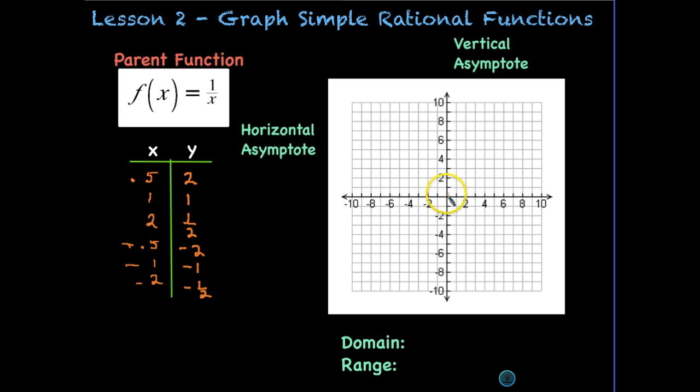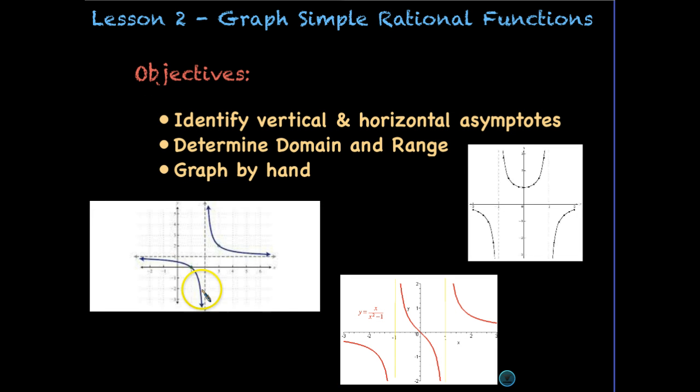Now let's graph these numbers. So here's 0.5 and 2, 1 and 1. And let's see, our last point here, negative 2 and negative 1/2. So I've graphed these 6 points. And how this looks, let's go back and compare it to what we saw here.